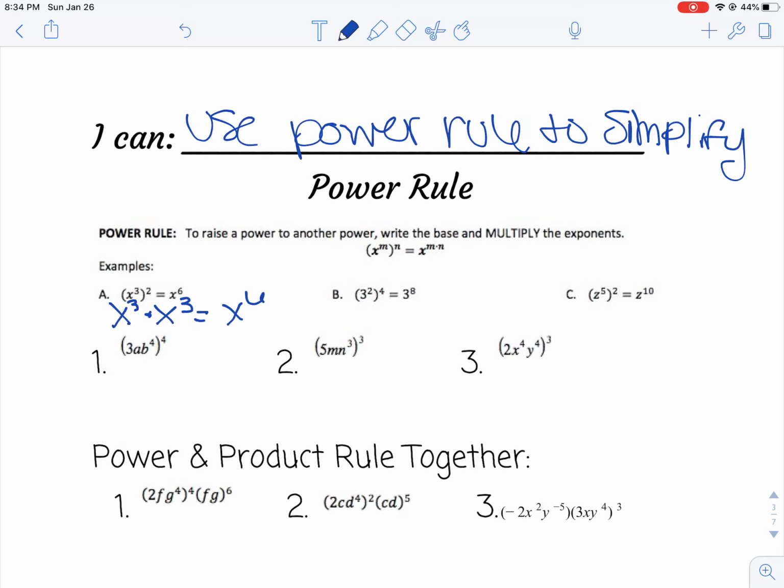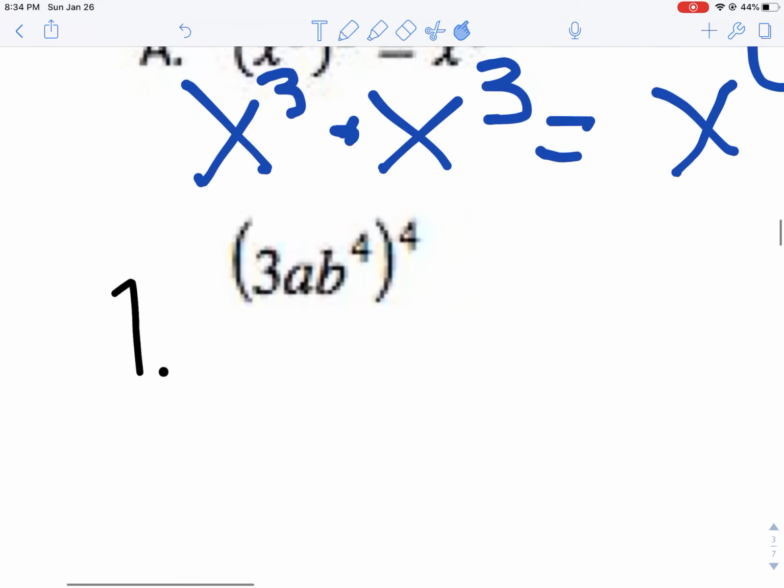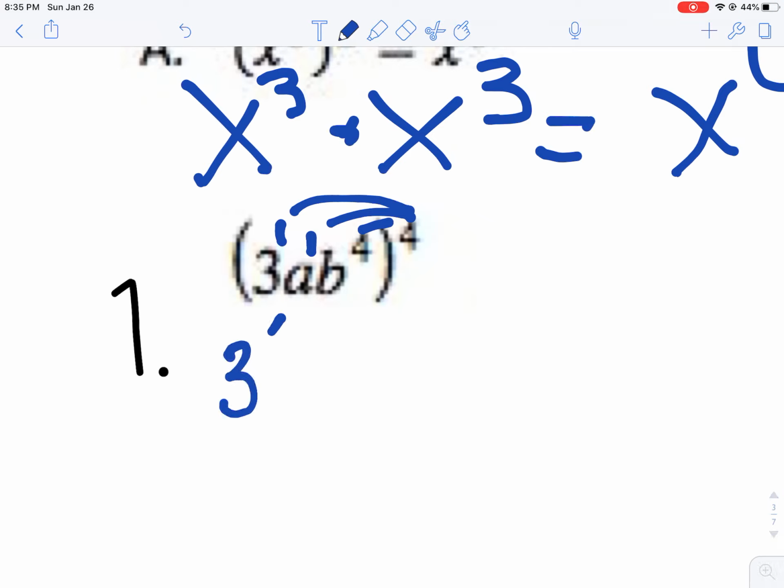It's super important that you remember to distribute that exponent that's on the outside to everything that's on the inside. So including the number. If I look at that first one, this 3 has an exponent of 1, same with the a. So I've got to multiply 4 by 1, and that gives 3 to the fourth. Same with the a. A has 1 as an exponent, so that would be 1 times 4, and then b would be to the 16th because 4 times 4 is 16.